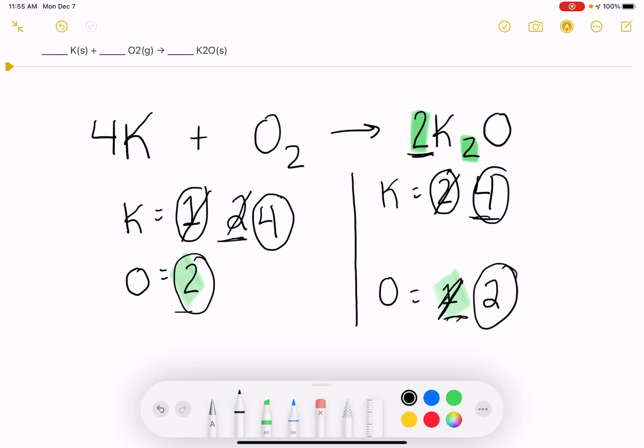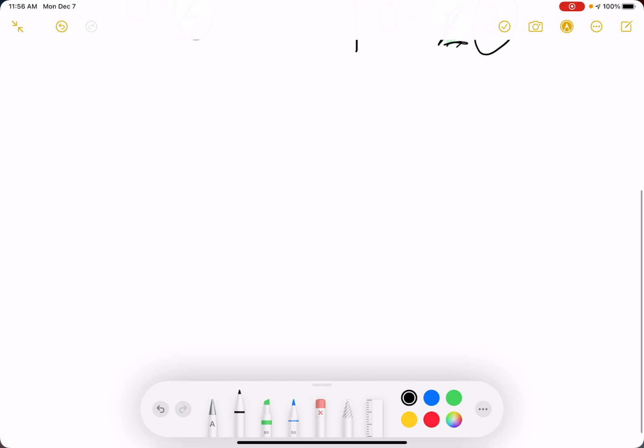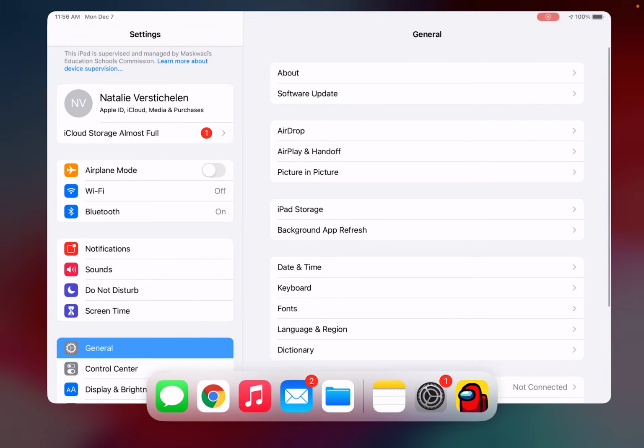The only reason I'm saying I would have started with oxygen is because then we wouldn't have to head back to potassium. But you can always go back and erase and keep going back and forth to balance it out until you get the proper answer, I guess.